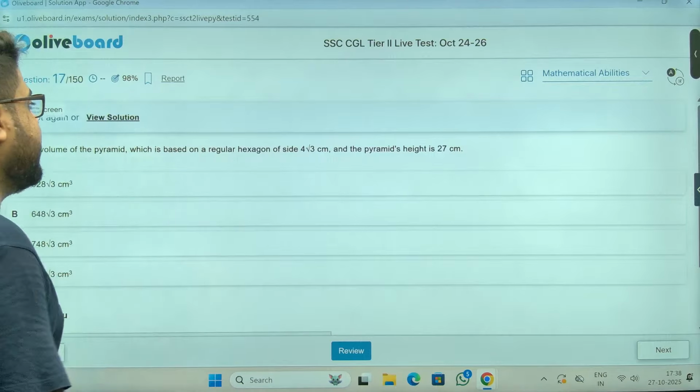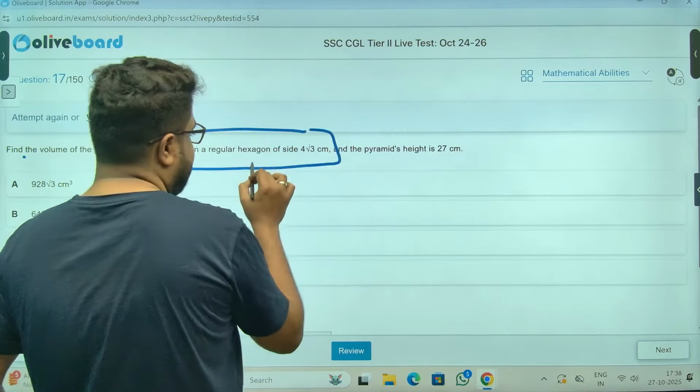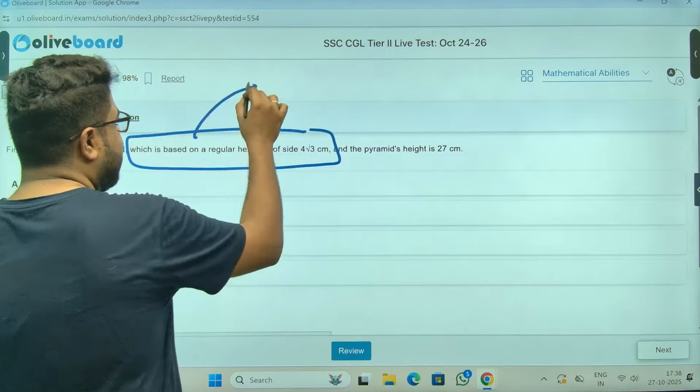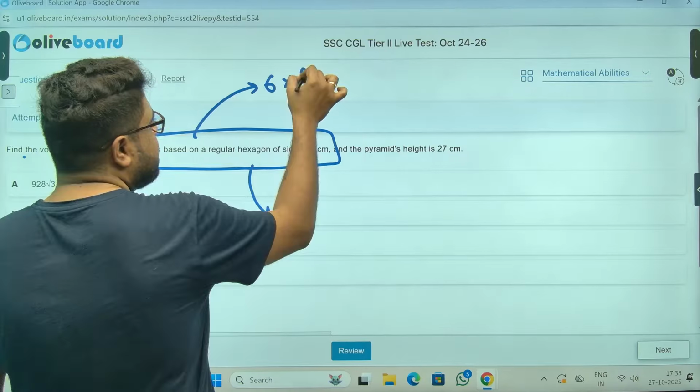Volume of a pyramid, regular hexagon is the base. Sir, I told you guys this exact question I've done in my classes. Regular hexagon, only the values were different. Regular hexagon meaning 6 equilateral triangles, sir. Root 3 by 4 into a square. So 6 into root 3 by 4 into a square, which is 4 square 16, root 3 square is 3. This is the area of the base. Pyramid means into 1 by 3, into height is 27. That's your answer.